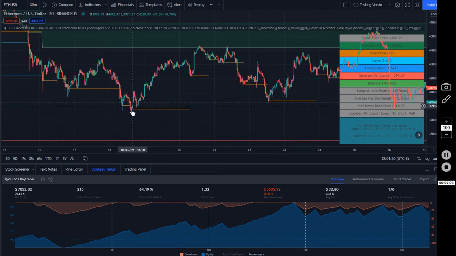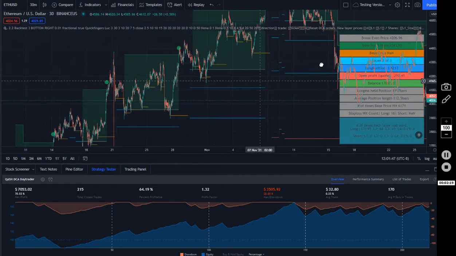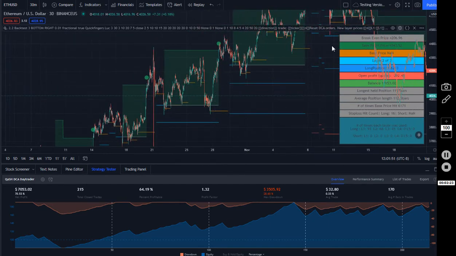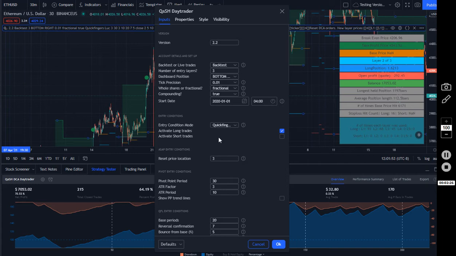So when that happens, you define a new base, a support line if you will, and if price dips below that, then it will start buying at a discount. Okay, and the way that you define the bases is adjustable. So let's take a look at this.